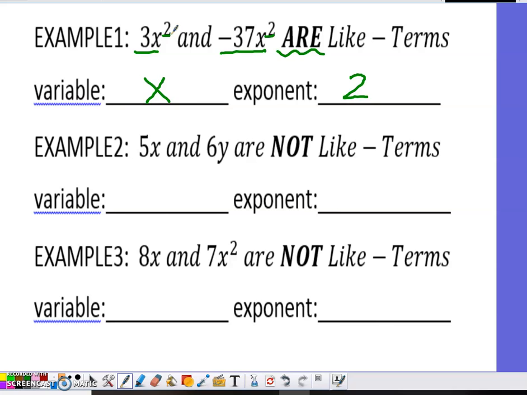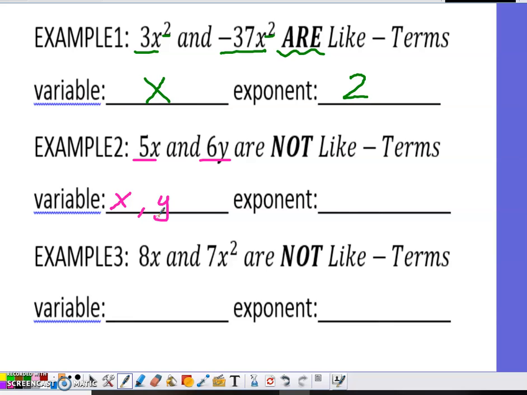On this one, however, I said that we have 5x and 6y, and I said that they are not like terms, meaning we could not add them or subtract them from each other. The reason why they are not like terms is because they have different variables. The first one has a variable of x, and the second one has a variable of y. They don't have the same variables, so they are not like terms.